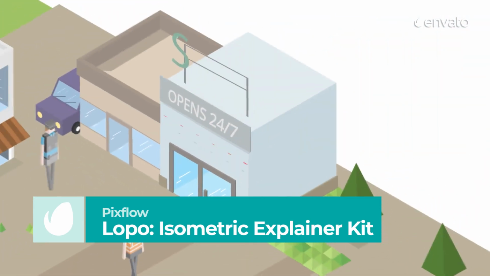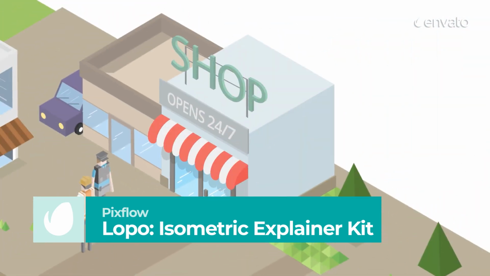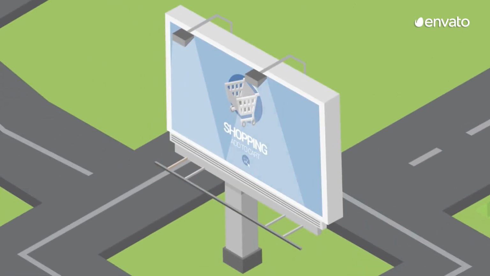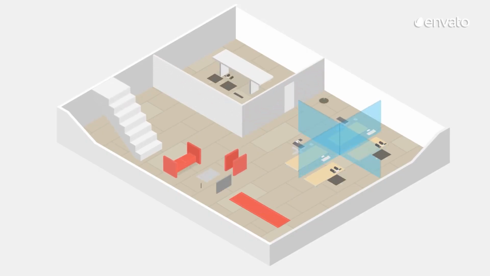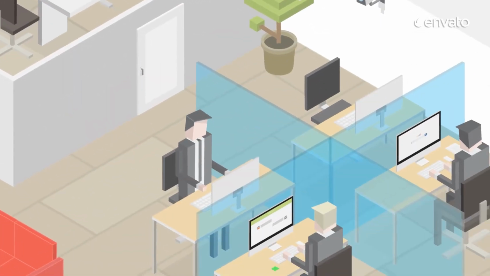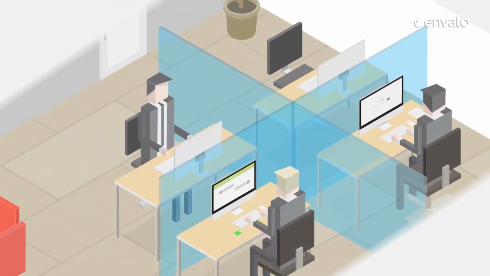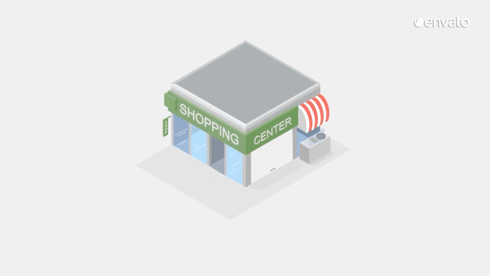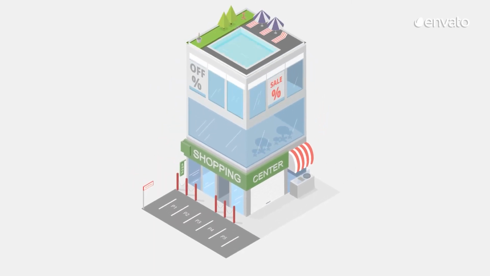Number 3. Lopo Isometric Explainer Kit by Pixflow. Use this explainer video template to create a super cool 3D Sims-esque explainer video for your viewers. Building on pre-constructed scenes, you can add in details specific to your project to easily bring your concept to life.